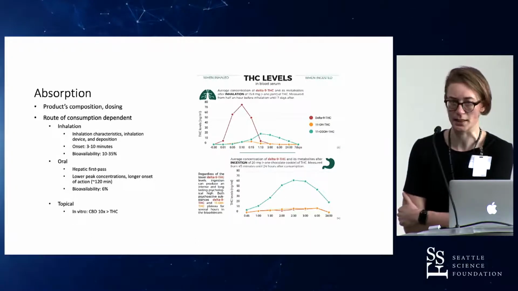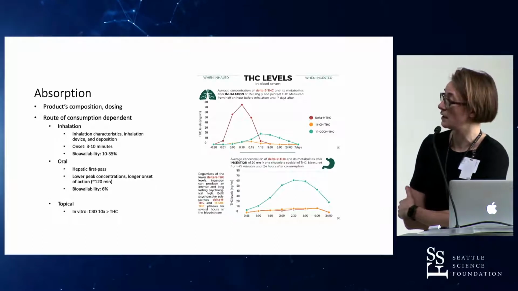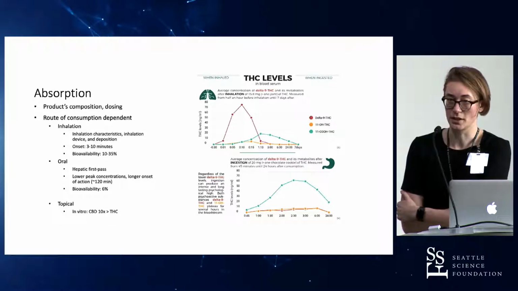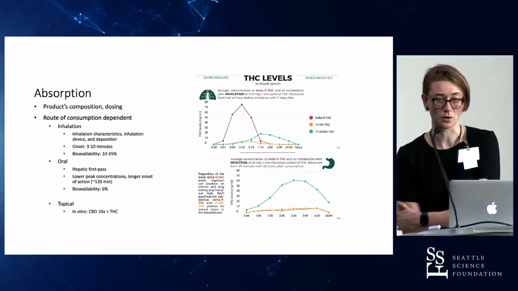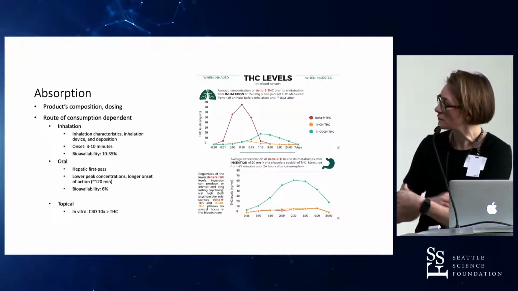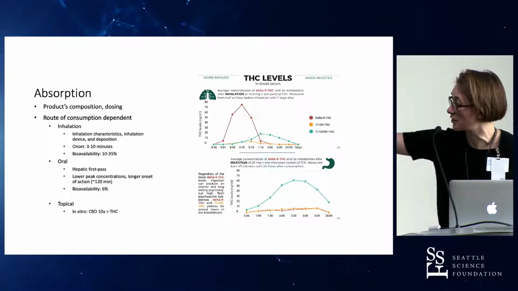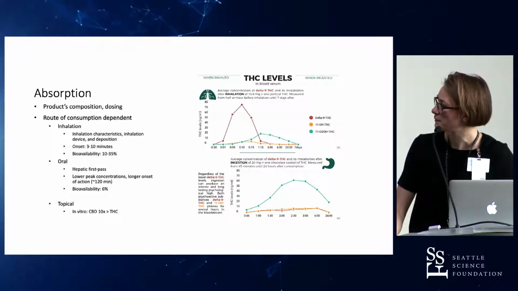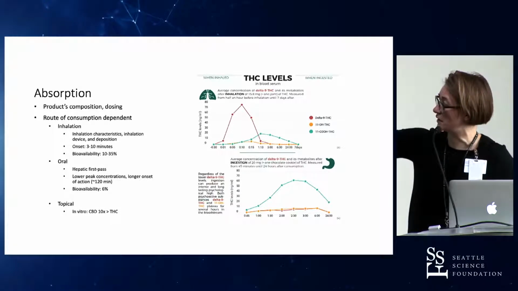cardiovascularly or with anxiety. And then the route of consumption, as you can imagine, if you inhale marijuana, it's going to be absorbed much quicker than if you ingest it through an edible. And so the onset of action is much quicker. It's only between 3 and 10 minutes, but you're going to lose the effects of it much sooner.